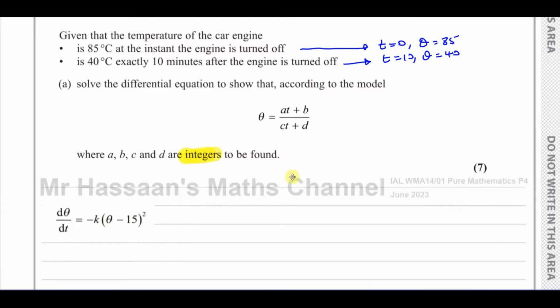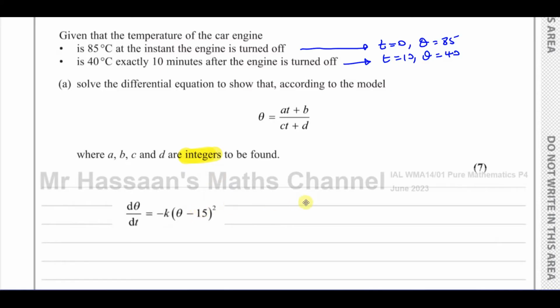First of all, what is a differential equation? That's the first question we need to ask ourselves. A differential equation is an equation that has a rate of change in it. For example, d theta dt, dy dx, d theta dy, whatever it is, you have a rate of change in it. So d theta dt is the rate of change of the temperature with respect to time.